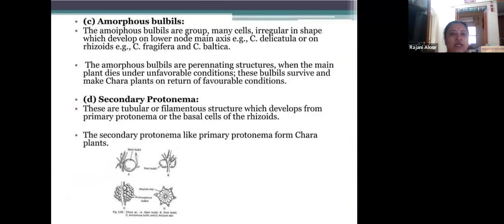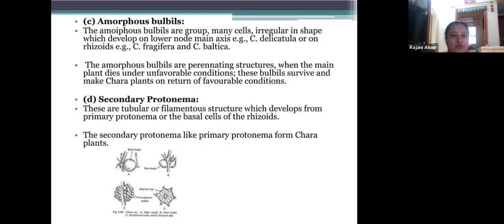These are the bulbils, a group of many cells with a very irregular shape, which develop at the node part. In that node part, these bulbils are penetrating the structures. The main plant dies under unfavorable conditions, but these bulbils survive and sometimes grow into Chara plants again when favorable conditions return.